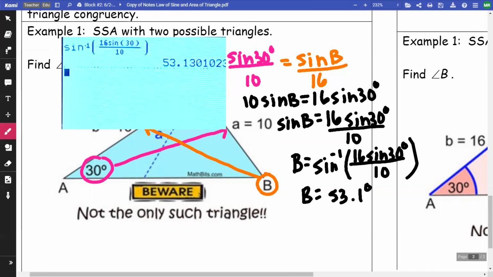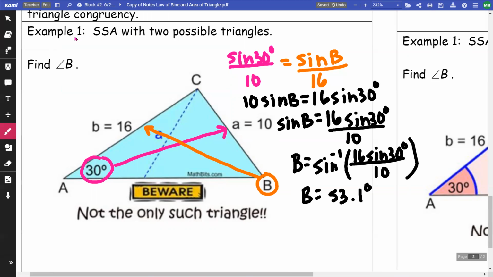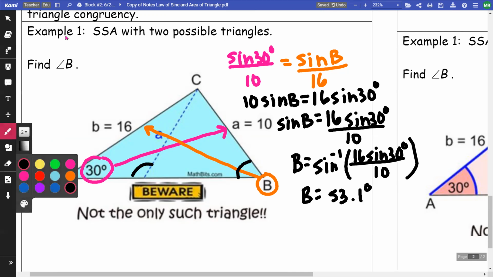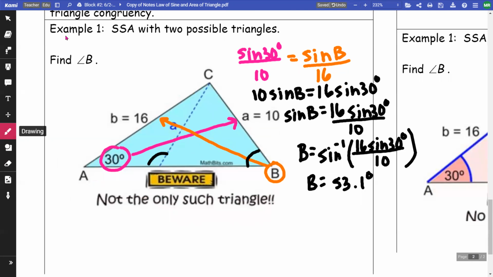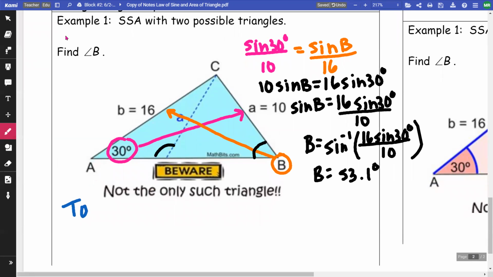Now, if I'm looking at this picture here, this B here that I just drew would not be the 53.1 visually looking at it. That 53.1 would be over here. So I need to find this other possibility. Now, to find the other possibility, what you're going to do is the following. To find the other possible B.